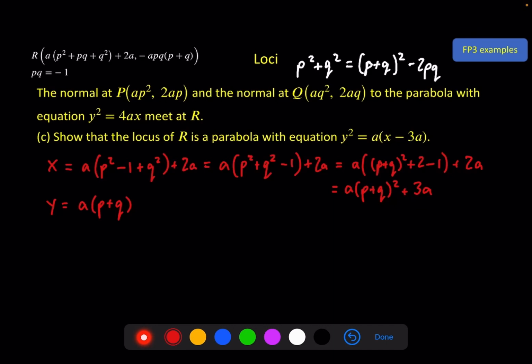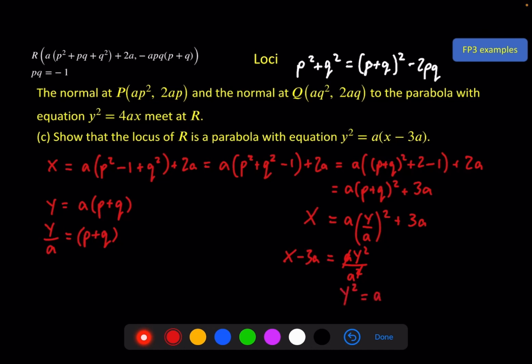And over here with the y coordinate, if we rearrange this to make p plus q the subject, we have that is equal to y over a, which I can substitute into my x coordinate over here. P plus q is y over a, and that is being squared plus 3a, and I'm doing all of this just to get x and y into the same equation. Then we have a y squared over a squared, x minus 3a, multiply everything by a once I've cancelled that, and we have y squared is equal to ax minus 3a squared, which is what they want if we just factorize out an a.